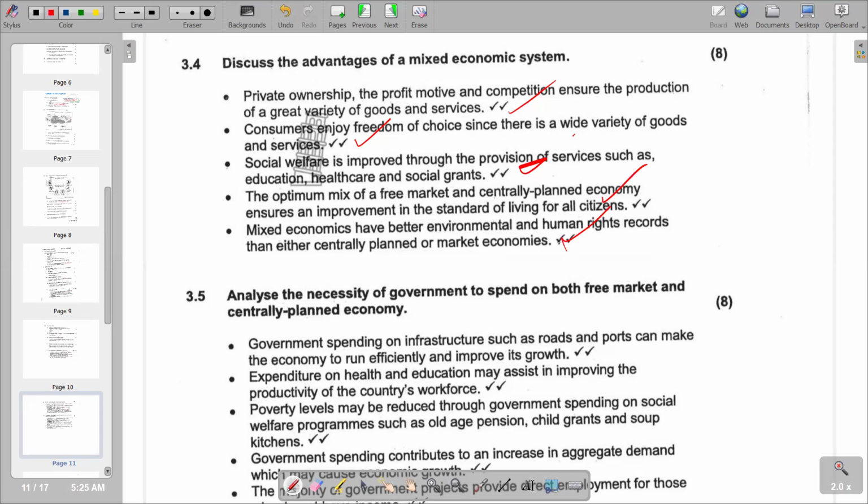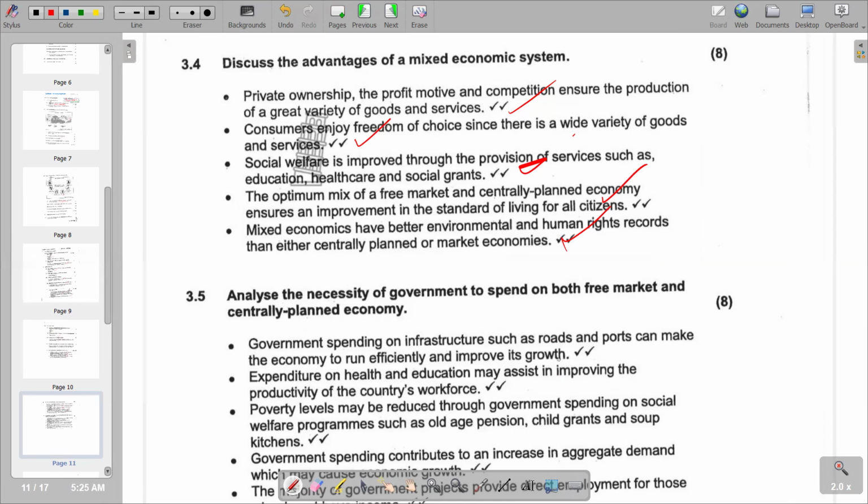So we are seeing advantages from the point of view of market economy coming in, and also advantages from the centrally planned economic system are coming in also. So this is what we have. The last part is saying analyze the necessity of government to spend on both free market and centrally planned economy. So basically, this is explaining the issue of government expenditure. Why is it necessary for the government to spend on free market and centrally planned economy? Obviously, they are trying to strengthen the strengths that we have under free market and also under central planned economy.